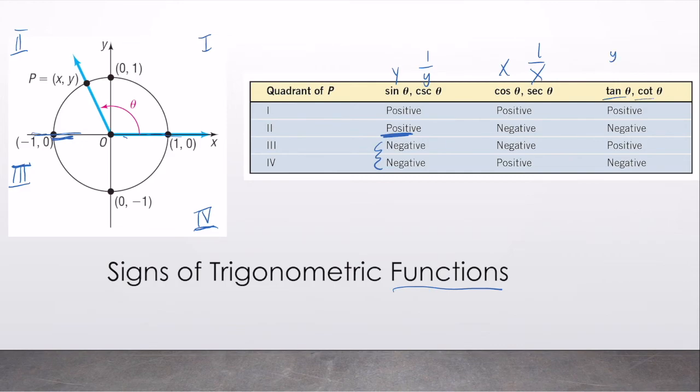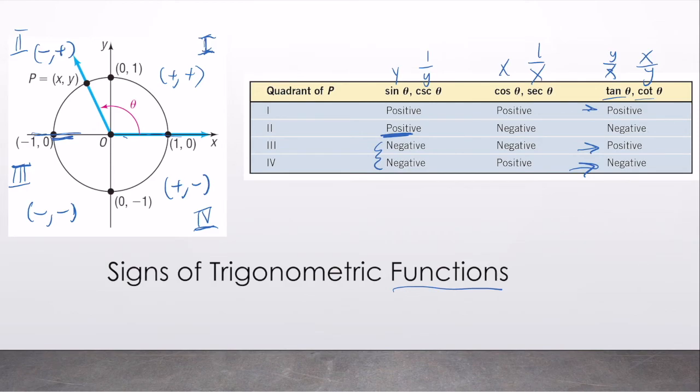Tangent and cotangent, remember tangent's y over x, and cotangent is x over y. So they're only going to be positive as long as x and y have the same sign. In quadrant 1, tangent and cotangent are positive because both x and y are positive. In quadrant 2, they're going to be negative because x is negative and y is positive. Quadrant 3, both x and y are negative, so cotangent and tangent would be positive. And in quadrant 4, x is positive but y is negative, again because they've got different signs, tangent and cotangent would be negative.